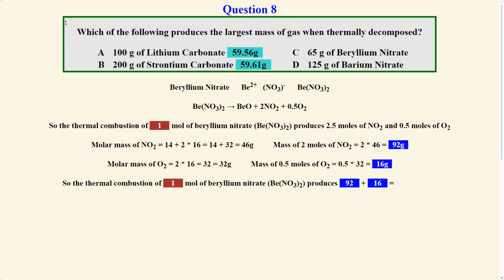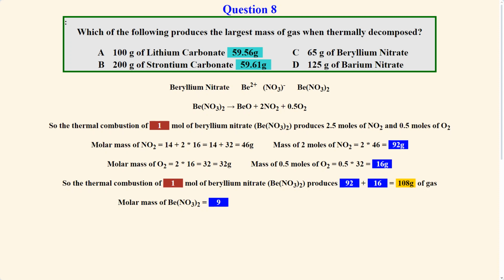So it should be thermal decomposition of 1 mole of beryllium nitrate is going to give us 92 plus 16, 108 grams of gas in total. Now, the molar mass of beryllium nitrate we need to calculate next.